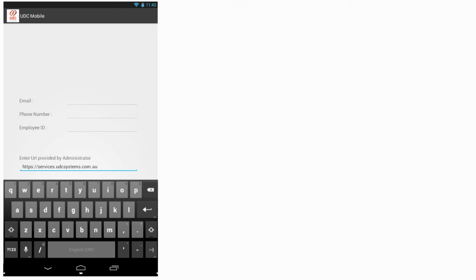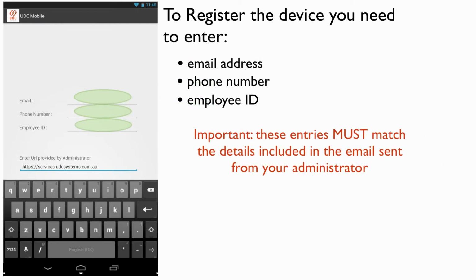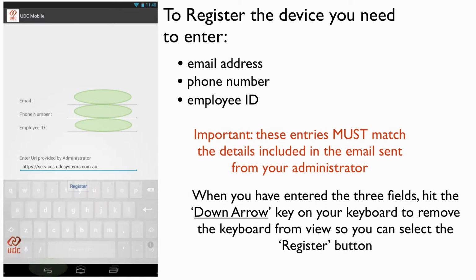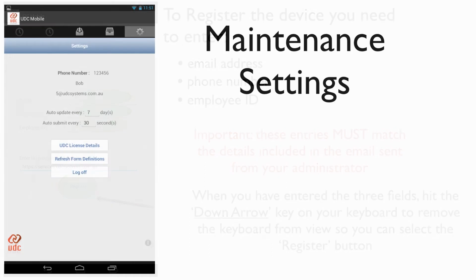The registration screen will appear. You need to enter your email, phone number, and ID exactly as it appears in the email. If you do not have a mobile number for your device, you are still required to enter the number that was assigned to you. When you have entered these three fields, hit the down arrow to clear the keyboard from the screen. Then select the registration button to complete the process. This will connect your device and launch the app.